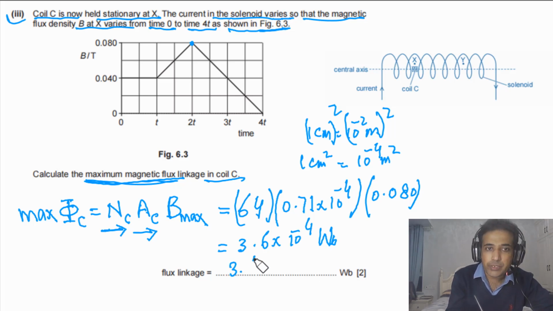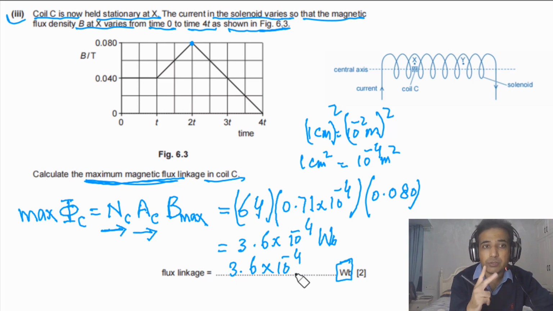So simply you can write down up to 2 SF, because our given data has 2 SF, so the final answer also should have 2 SF. So we can say 3.6 times 10 to minus 4. Unit is already written here. So if you have got the right answer, you will get 2 marks for this question. And if your answer is wrong, for example, you got this wrong answer, but you have written the formula and you have written these values, still you will get 1 C mark.